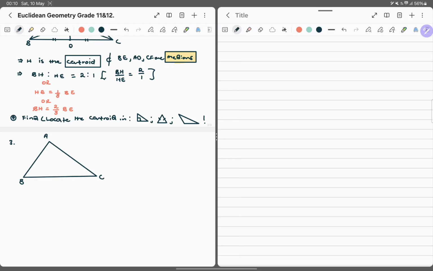So basically, if we draw a perpendicular height to this triangle, like so, and we draw another perpendicular height like so, but that doesn't look very perpendicular, huh?